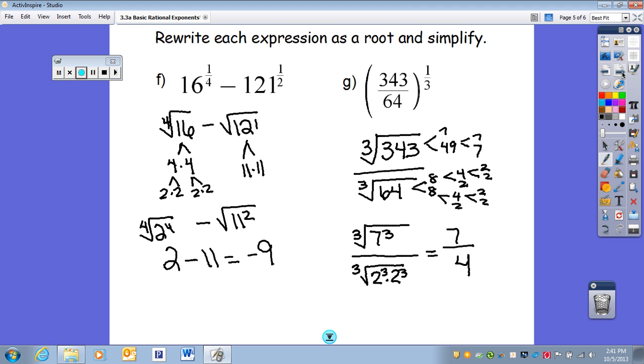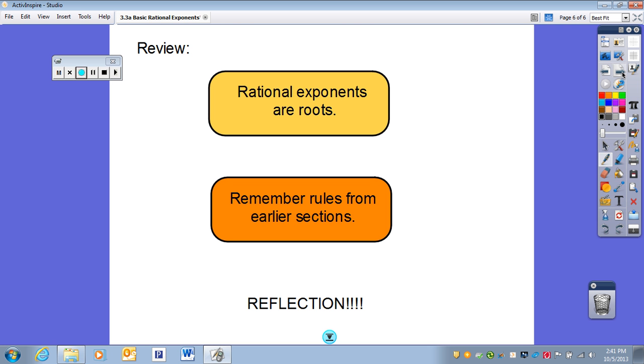In this lesson, as a review, make sure that you remember that rational exponents are simply the roots. Please remember your rules from earlier sections about simplifying roots. Please remember to do the reflection.